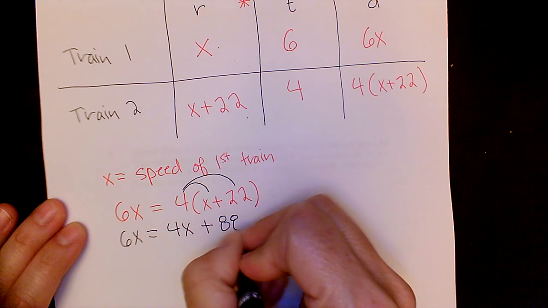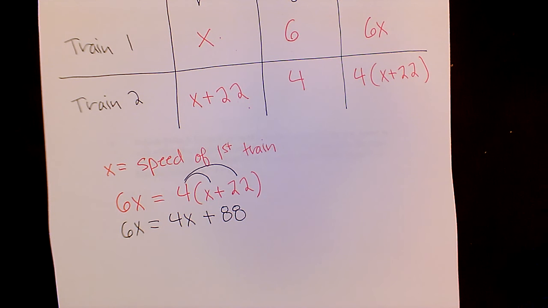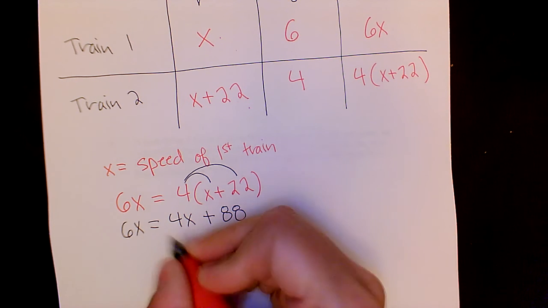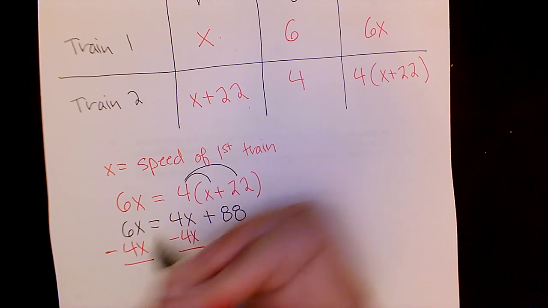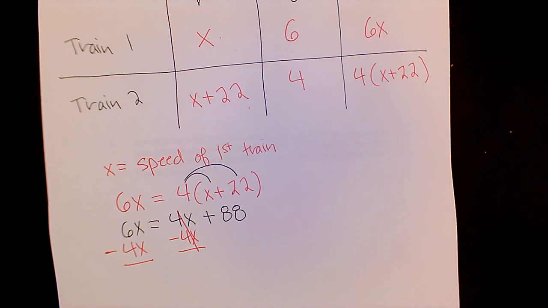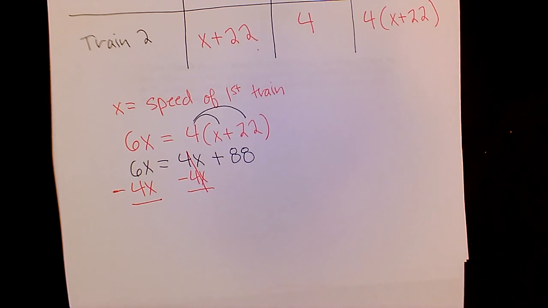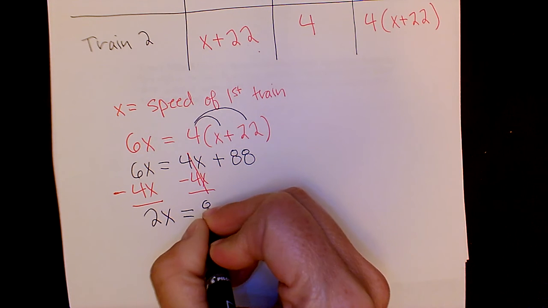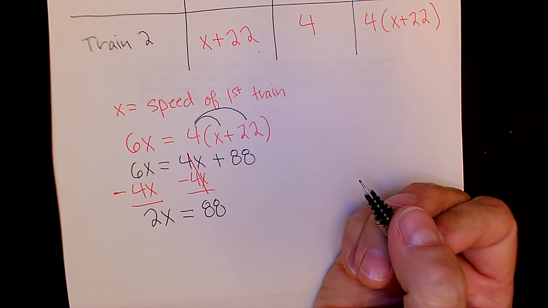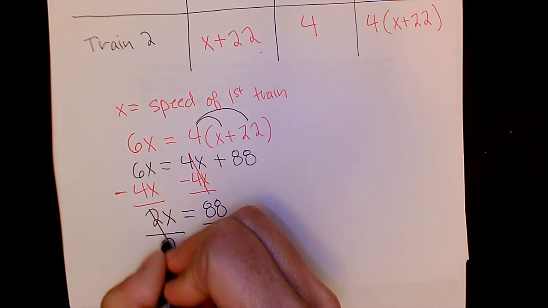Okay, what's my next step? What do I need to do next? Well, I'm going to subtract 4x from both sides because I need my x's all on one side. So my 4x's are going to cancel out, and 6x minus 4x is 2x, so 2x equals 88, and I'm going to divide both sides by 2. The 2's are going to go.